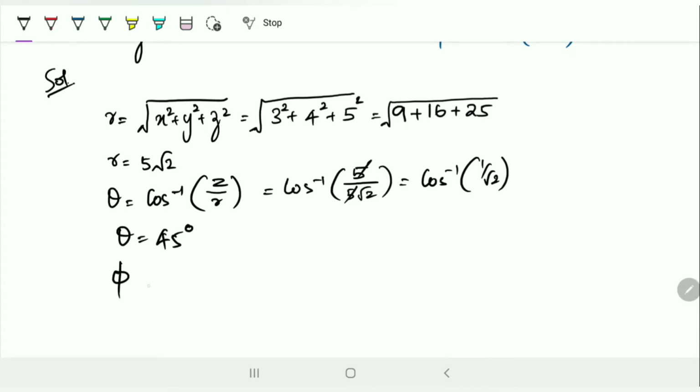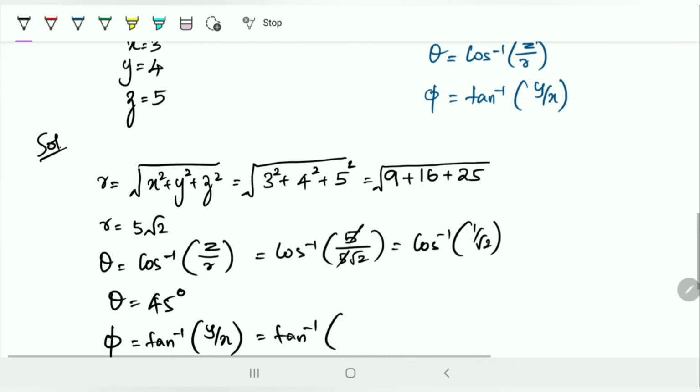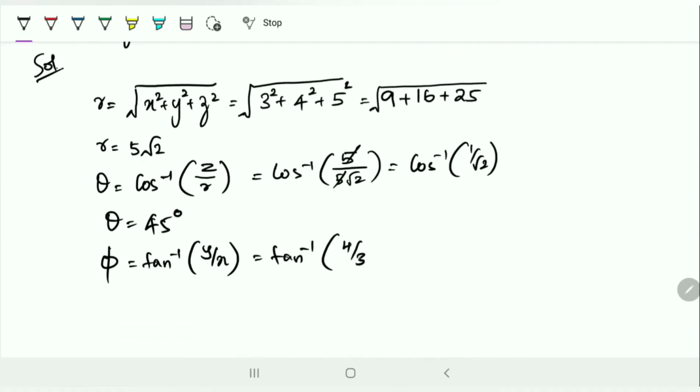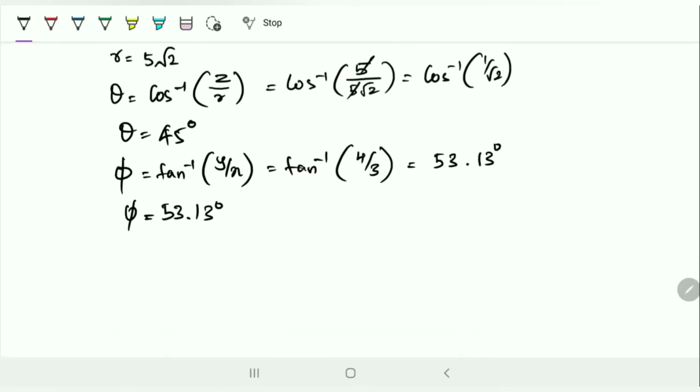And the next one is phi, which is given as tan inverse y by x. So tan inverse y by x can be written as tan inverse of y is 4 and x is 3. Tan inverse of 4 by 3 will give you 53.13 degree. So the phi angle is 53.13 degree. So now we'll write the answer. We got the answer, so we'll write the last statement.